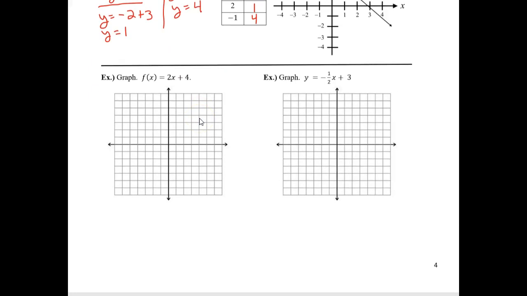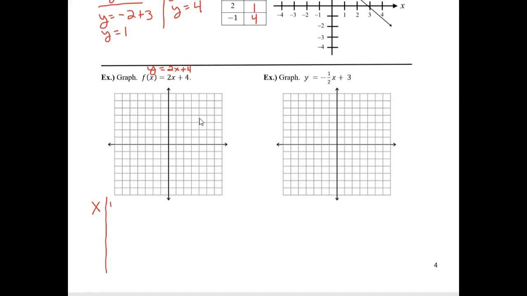Notice here on this example it has that function notation, but I know that f of x is just the same thing as y. So y equals 2x plus 4. I don't have any points given to me, so I have to choose them. So I'm going to make a table.